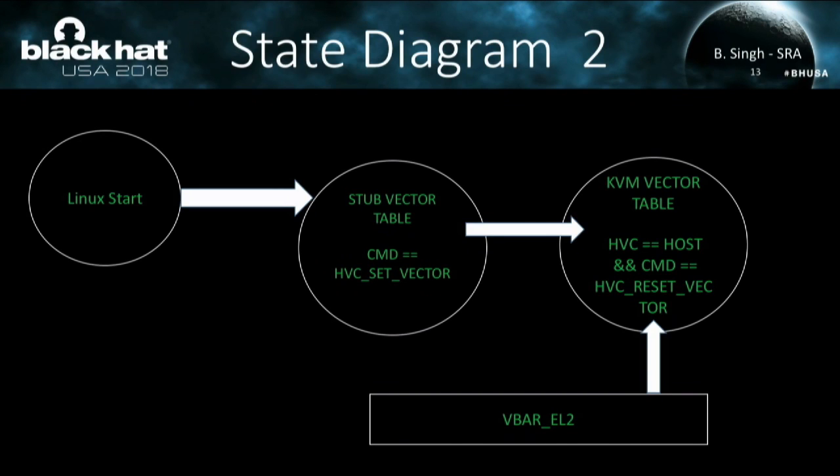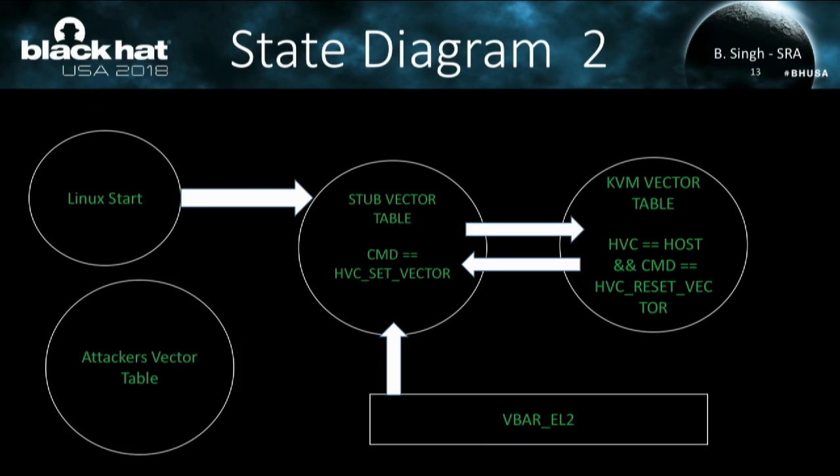So now KVM is running, and the KVM vector table provides an interface called the HVC reset vector interface. If that HVC originates from the host kernel, then VBAR_EL2 will point to the stub vector table, and the stub vector table will be registered as the exception vector table. We already discussed that it provides an interface using which another vector table can be registered. So the attacker will register its own exception vector table and get control over EL2.